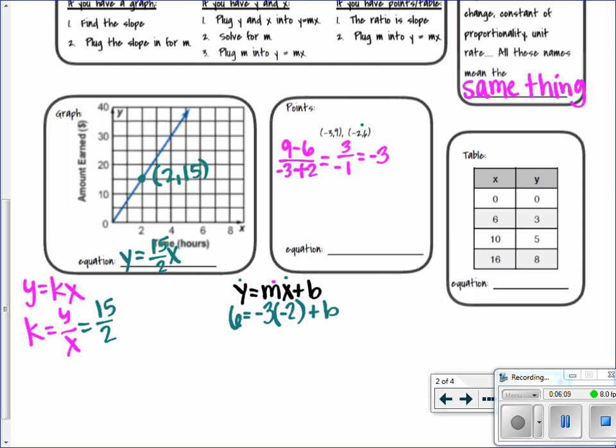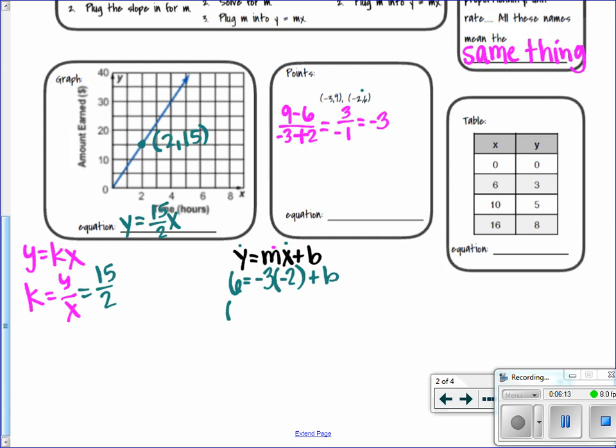Plus b. There is no such thing as bigger points. Okay, I mean the highest one.